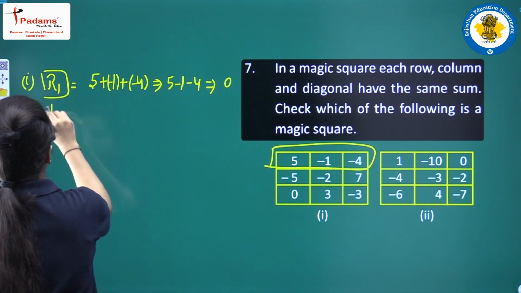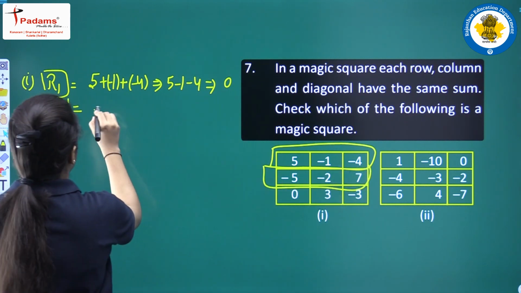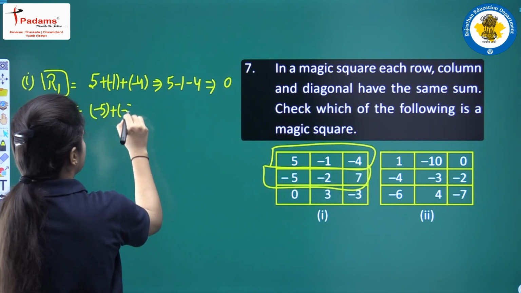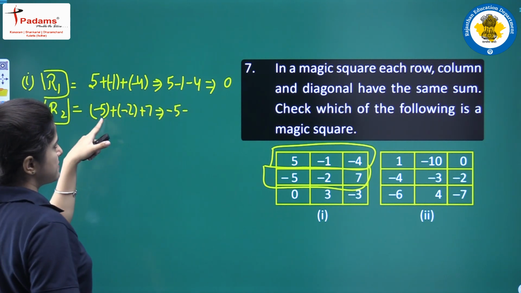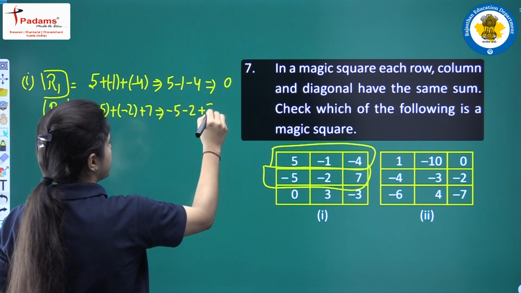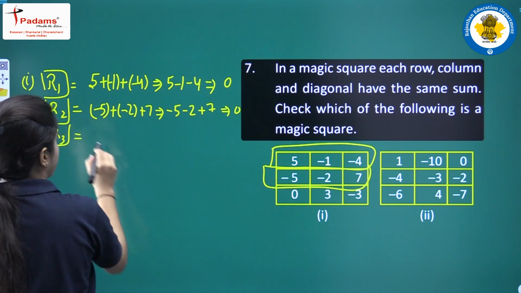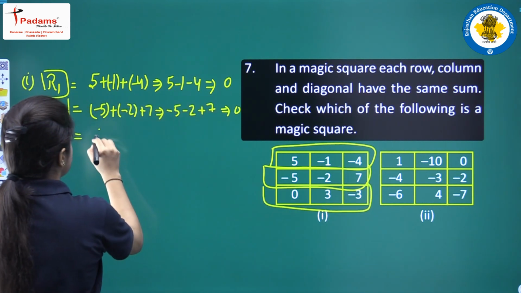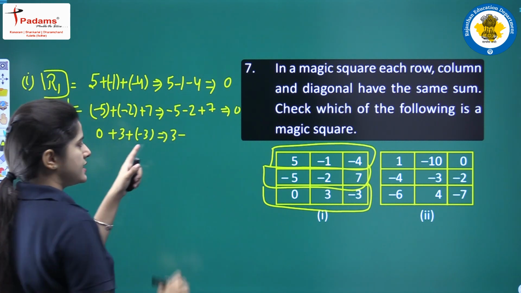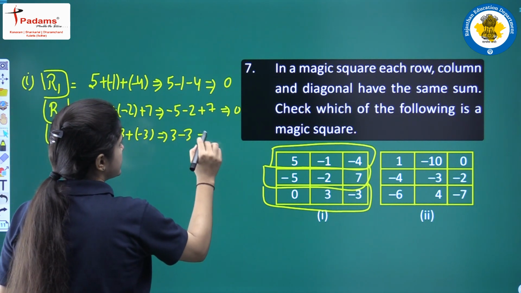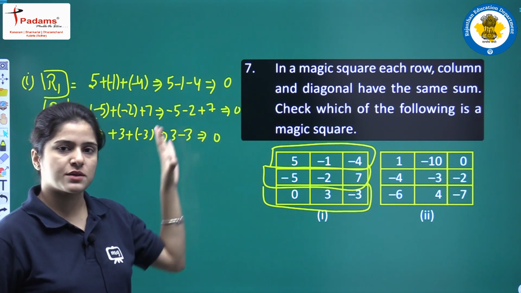Okay students, so now the second row, which is this row: minus 5 plus minus 2 plus 7. Plus minus is minus, minus plus minus is minus. So minus 5 minus 2 plus 7 is equal to 0. Now R3, the third row, which is 0 plus 3 plus minus 3. 3 minus 3 is equal to 0. So we can say clearly, students, that the sum of each row is equal to 0.